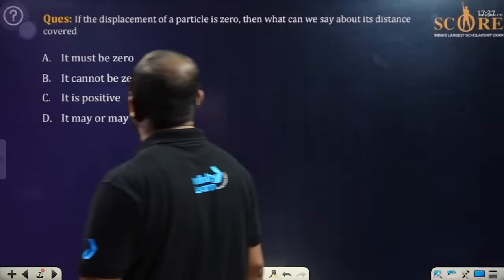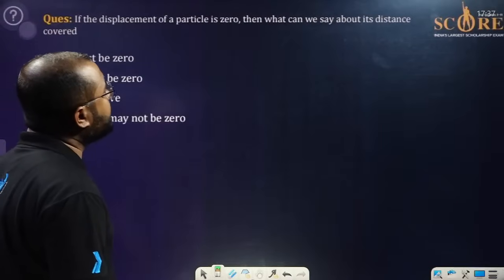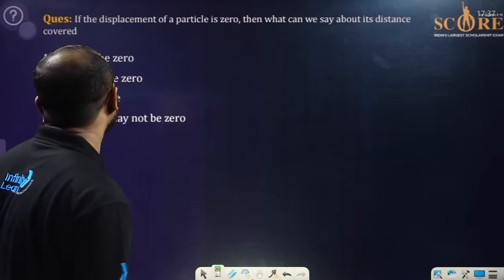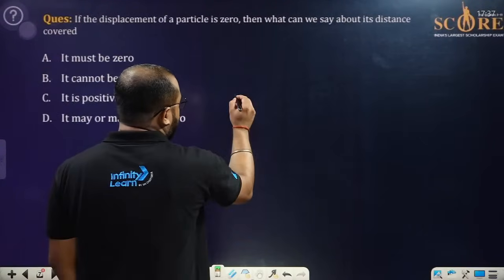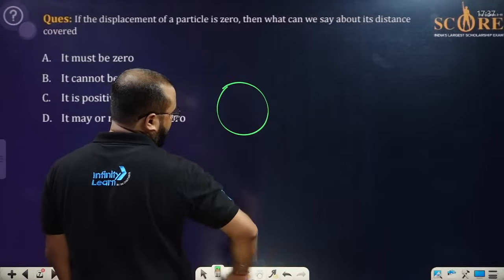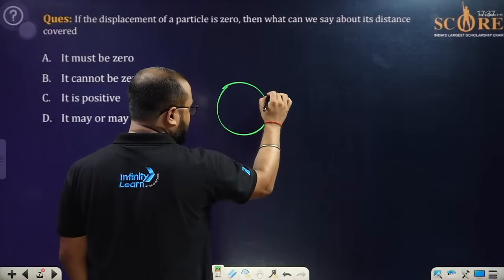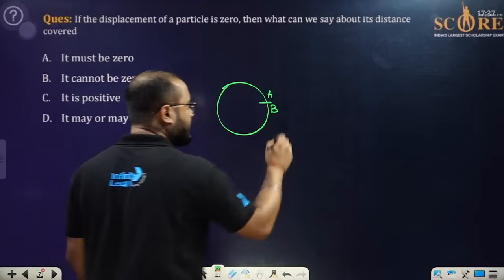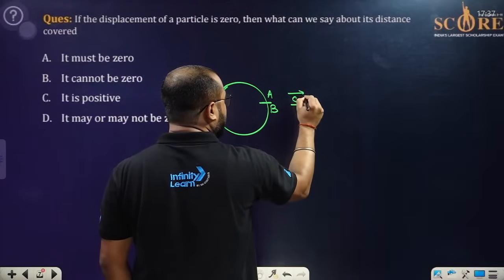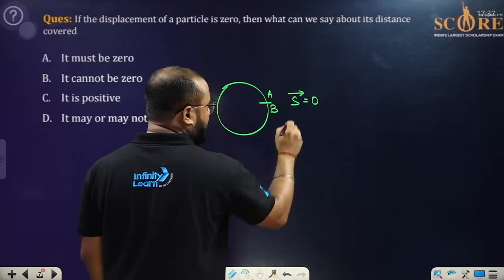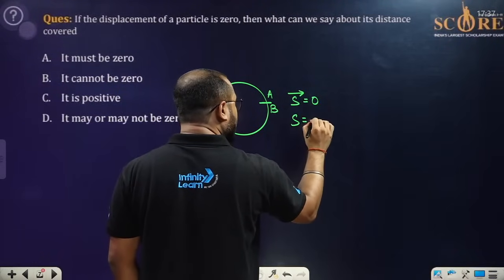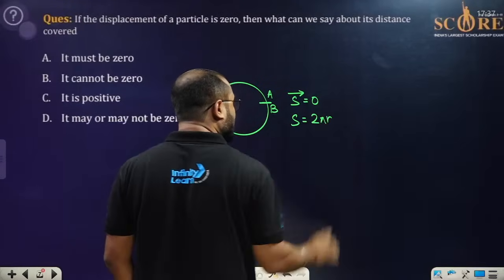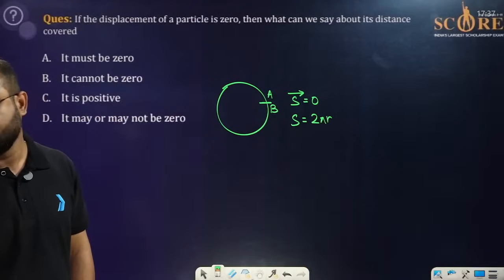See, if the displacement of the particle is 0, then what can we say about the distance? For an example, if the body is moving in a circular path and the initial and the final positions are the same, this is the condition where displacement is going to be 0. That is true. But when we talk about the distance, it is going to be 2 pi r, that is the circumference of the circle. Fine. That is the first case.